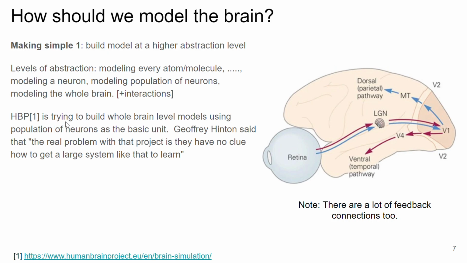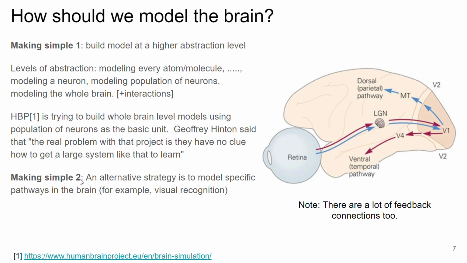The Human Brain Project is trying to build the whole brain level model using populations of neurons as the basic unit. Jeff Hinton is not a fan of the project. He says that the real problem with a project like that is they have no clue how to get such a large system to learn.